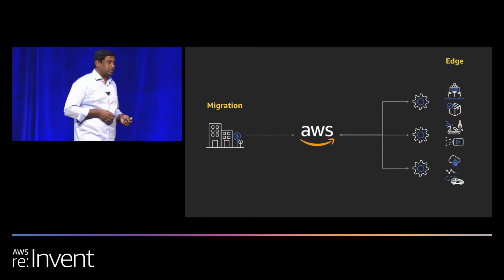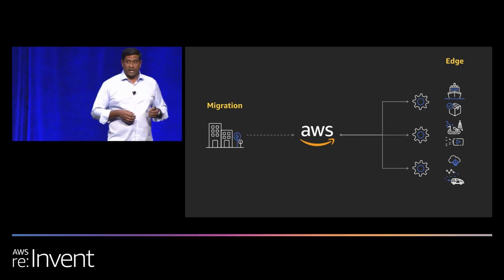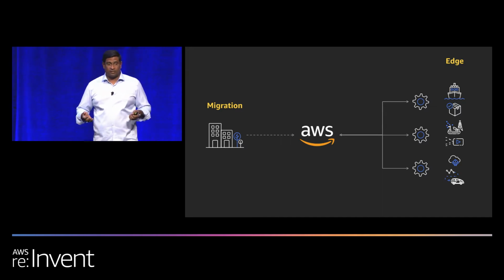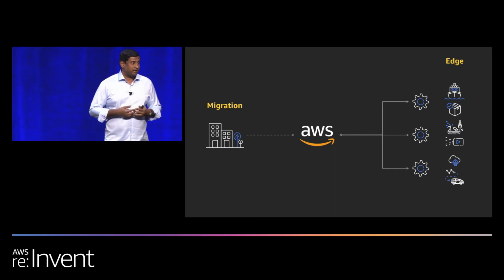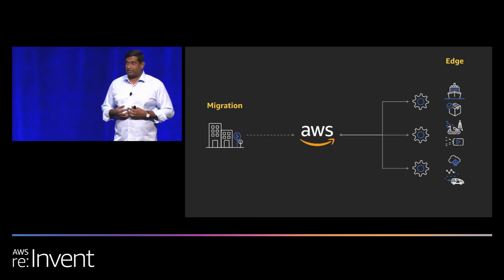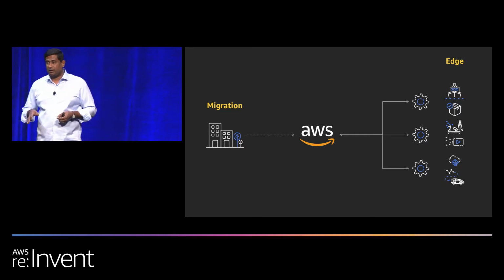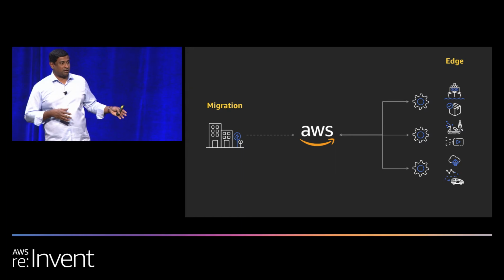AWS provides customers with managed hardware and software for just doing that, for deploying managed hardware at the edge, collecting and gathering data, analyzing it, processing it, storing it locally, and when they're ready to ship the data to the cloud, they can do so.